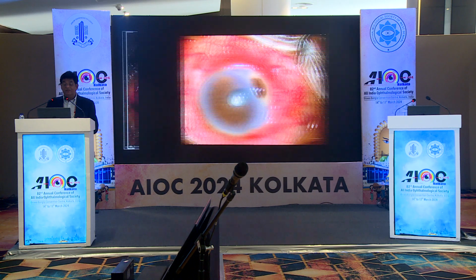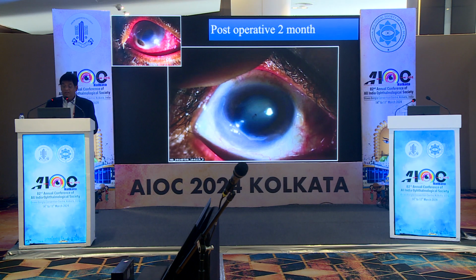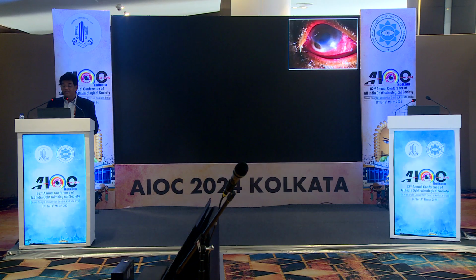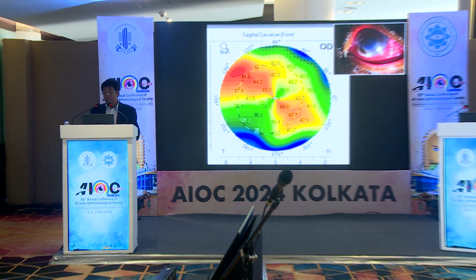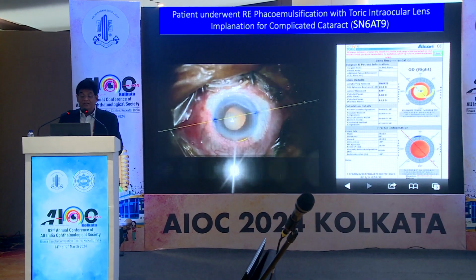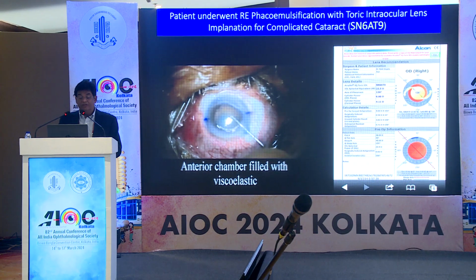Bandage contact lens is applied. So in this case, the patient did very well, and we can see that the patient developed a cataract after 2 months. Visual acuity was 6/36, and if you look at the Pentacam of the patient, there was a fairly regular astigmatism. So I went ahead with a toric IOL in this patient, and the cataract surgery was uneventful.